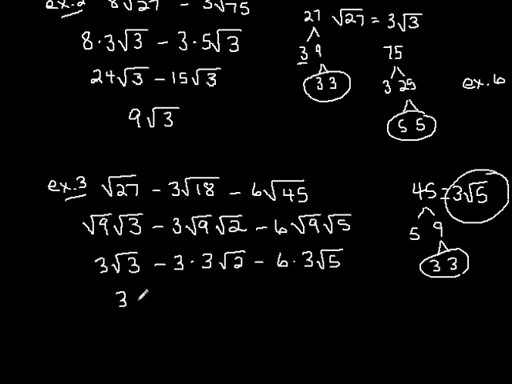Now we just simplify it. 3 square root of 3 minus 9 square root of 2 minus 18 square root of 5. And if you look at all those, there's no two radical terms that are like radical terms. We have a square root of 3, square root of 2, square root of 5. So we can't add any of these together. If this would have been a 3 and this a 3, we could have combined these two. So you can only combine like radical terms. Okay, hopefully that's enough practice for that.